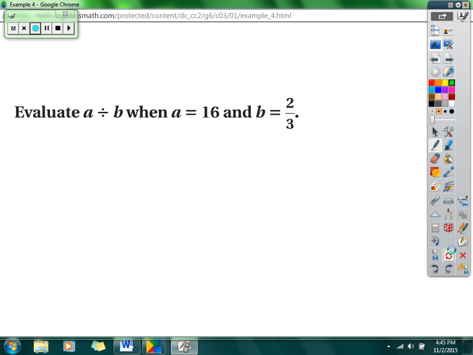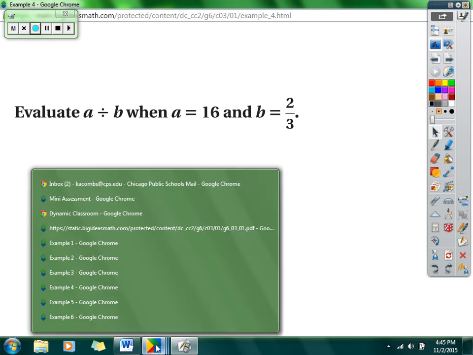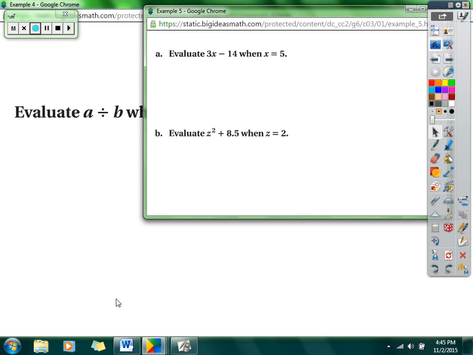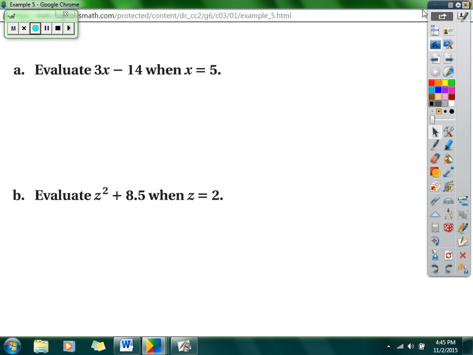The next example we're going to be going over is example number 5. Example number 5, again, is a substitution, but now you have more than one operation inside the expression. So in A, I want you to think for a second, what are the two operations you see in example 5A? Hopefully you chose multiplication and subtraction.